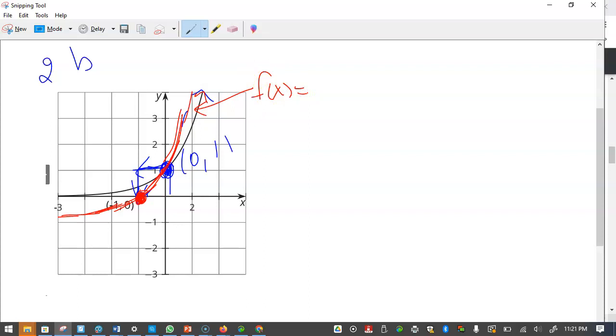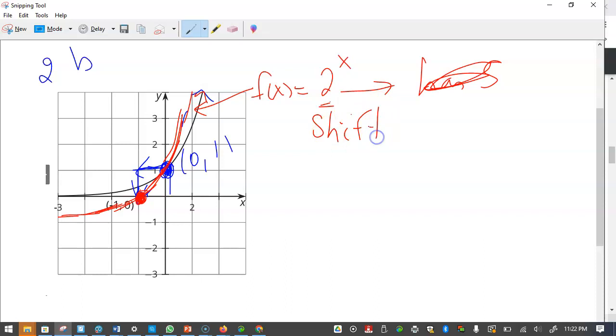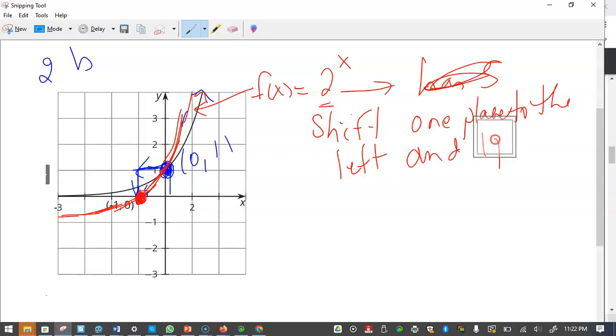So that's the graph. We don't know what it is. Maybe 2 raised to x, I don't know. But that's the graph which has, so this original graph shifts. If it shifts one place to the right, one place to the left, okay, and then one place or unit, whatever that is, one place down.